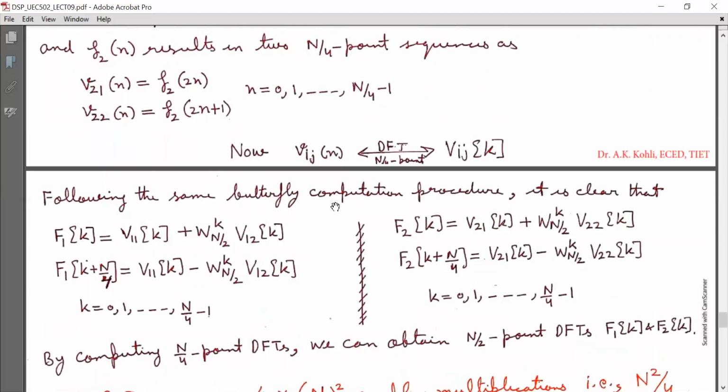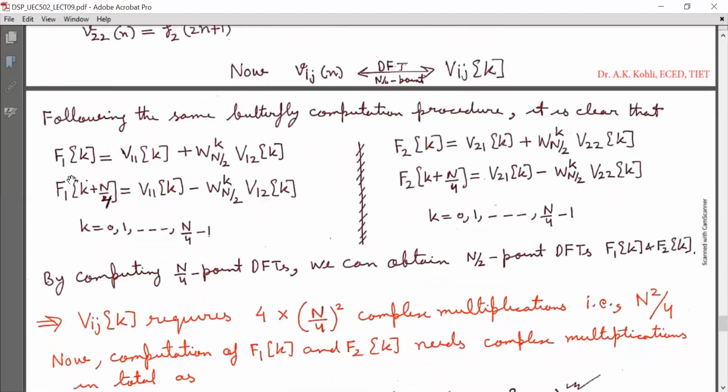Following the same butterfly computation procedure, it is clear that F1k is equal to V11k plus W raised to the power k with base n by 2 V12k, and F1k plus n by 4 is equal to V11k minus W raised to the power k with base n by 2 V12k. Similarly, F2k is equal to V21k plus W raised to the power k with base n by 2 into V22k, and F2k plus n by 4 is equal to V21k minus W raised to the power k with base n by 2 V22k. Here k is ranging from 0 to n by 4 minus 1.